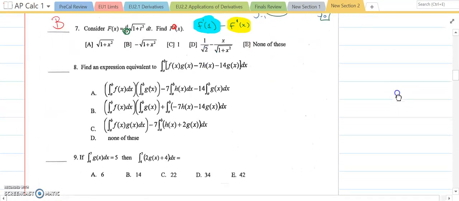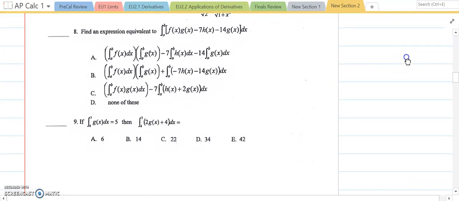Number 8 says find an expression equivalent to this. You don't know how to deal with this yet. That's way down the road. That's like months ahead of where we are right now. So don't. Leave it the way that it is.